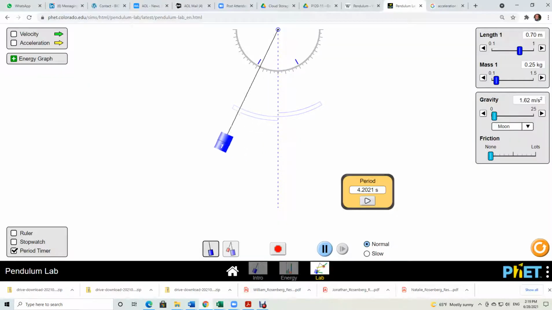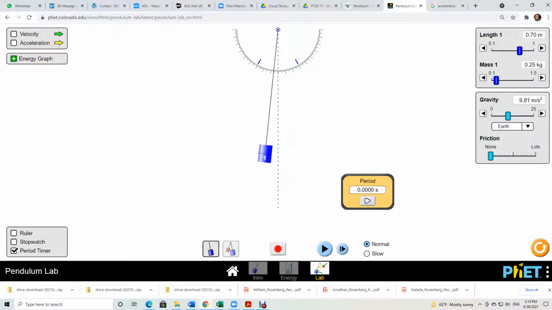Next, we're going to do the Earth, 9.81. See when I change to the Earth? What happened to the period? It's much faster. Now I want to change to the moon. See that on the moon? The period is much slower because the acceleration of gravity is lower. If we go to the Earth, the period is shorter, right?